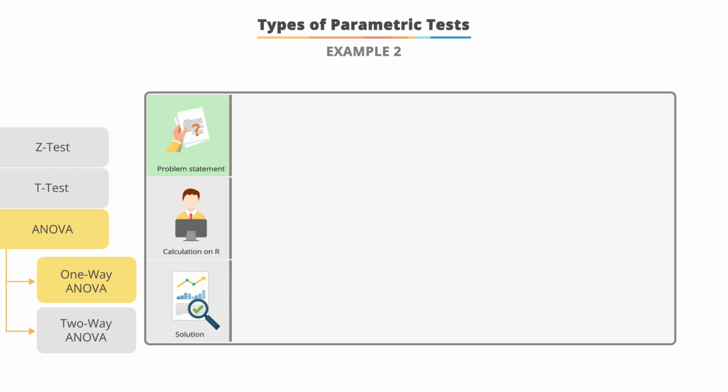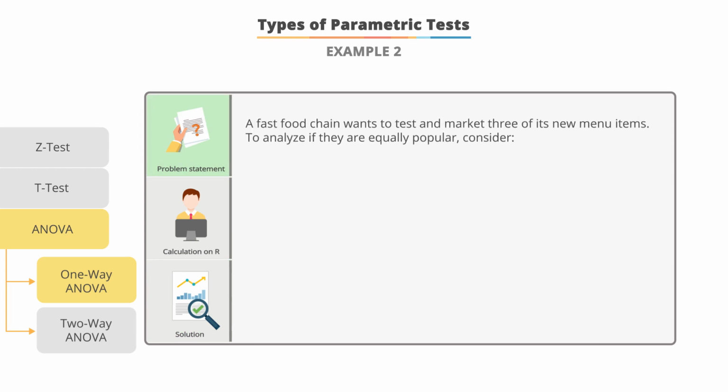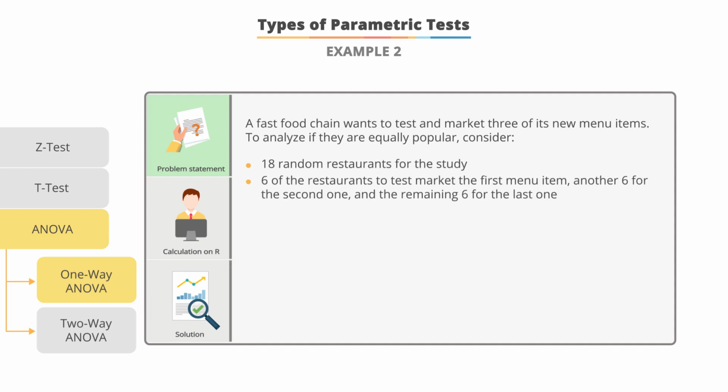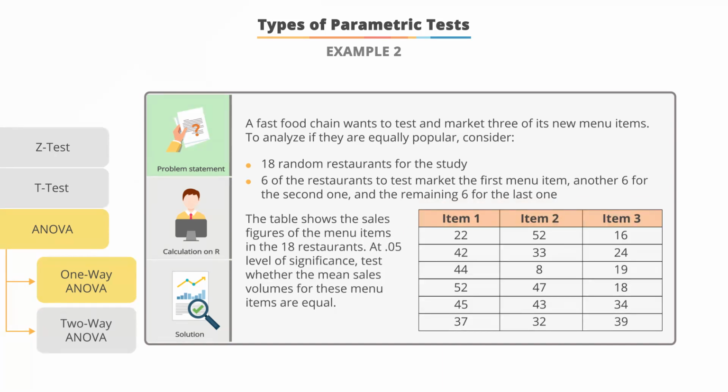Let's take another example. A fast food chain wants to test market 3 of its new menu items to analyze if they're all equally popular. So we took 18 random restaurants for this study, and we randomly assigned 6 of the restaurants to test market the first menu item, randomly assigned another 6 to test the second item, and the remaining 6 to test the third item. Now the table shows the sales figures of the menu items in the 18 restaurants. So the question is, at a 0.05 level of significance, let's test whether the mean sales volumes for these menu items are equal.